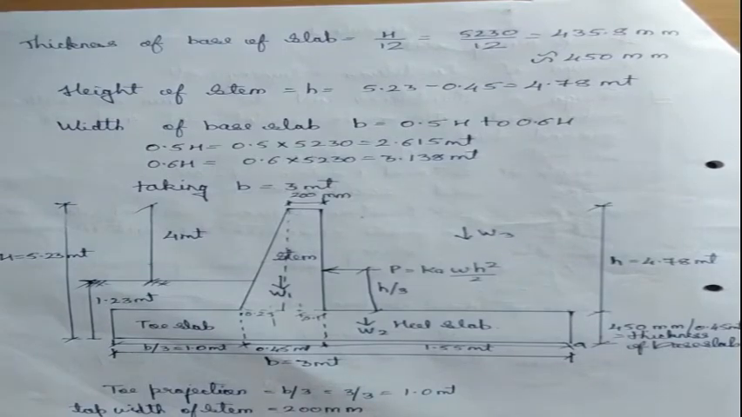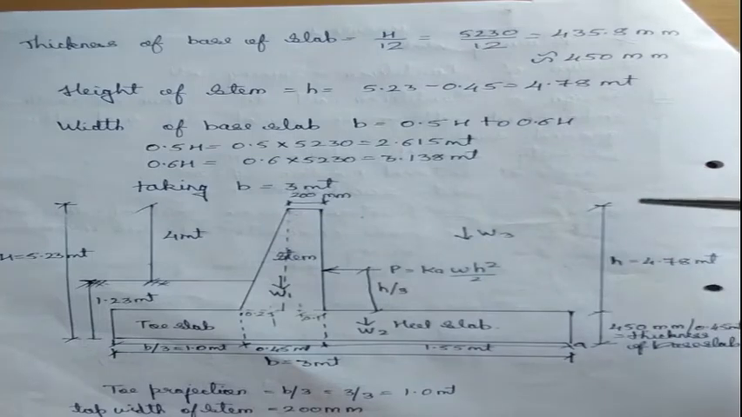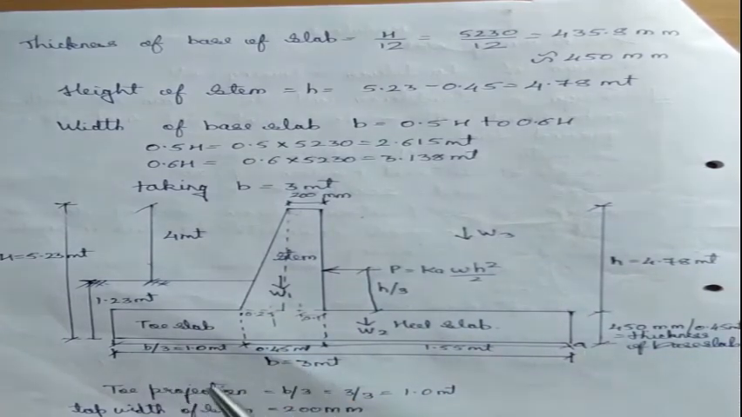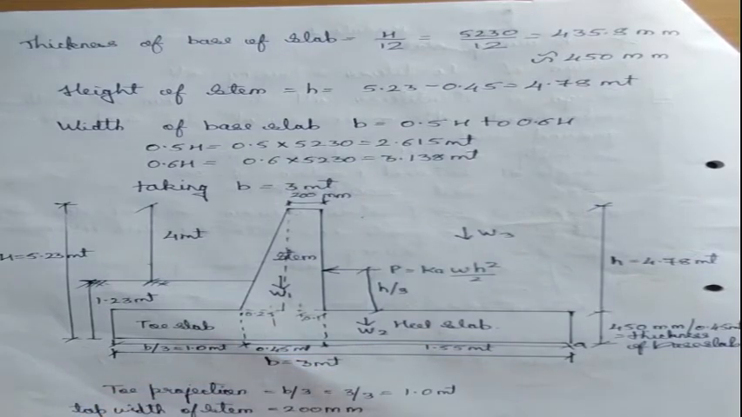Now, what all have I got? I have got the total height, the height of the stem, the thickness of the base slab, and the width of the base slab. Now, I have to bifurcate how much is my heel slab and toe slab. So, let us see the toe projection. Toe projection means this is how much. That is given by the width of the base slab divided by 3. So, 3 meter divided by 3 is 1 meter. So, the toe slab from here to here is 1 meter.